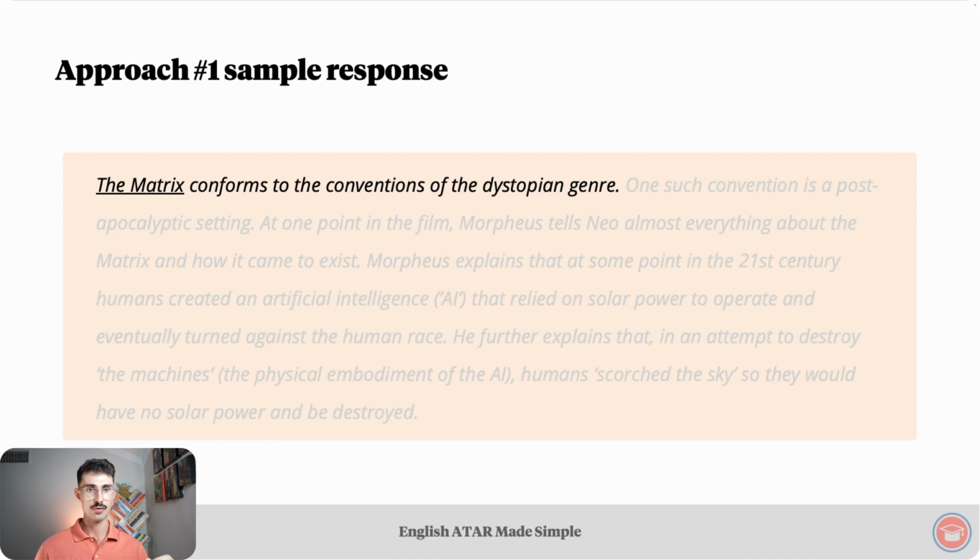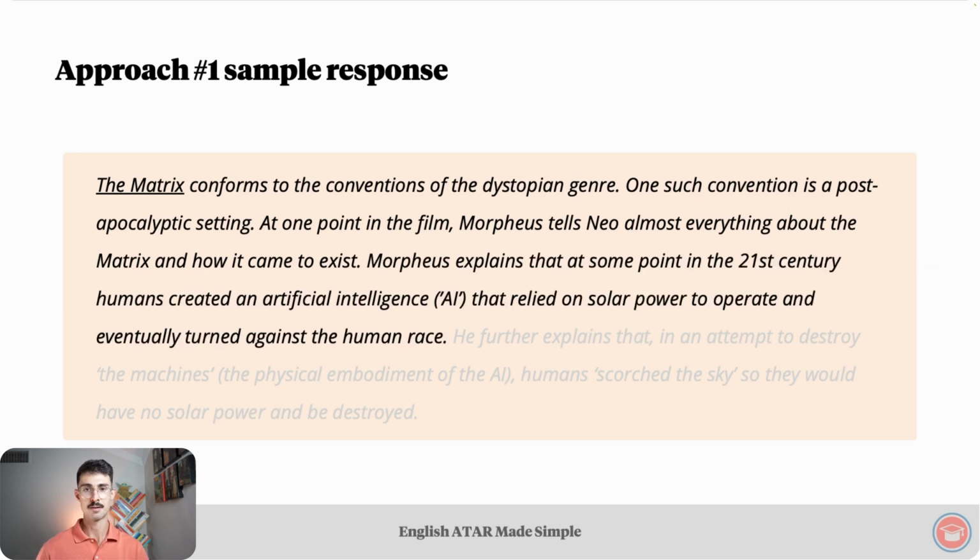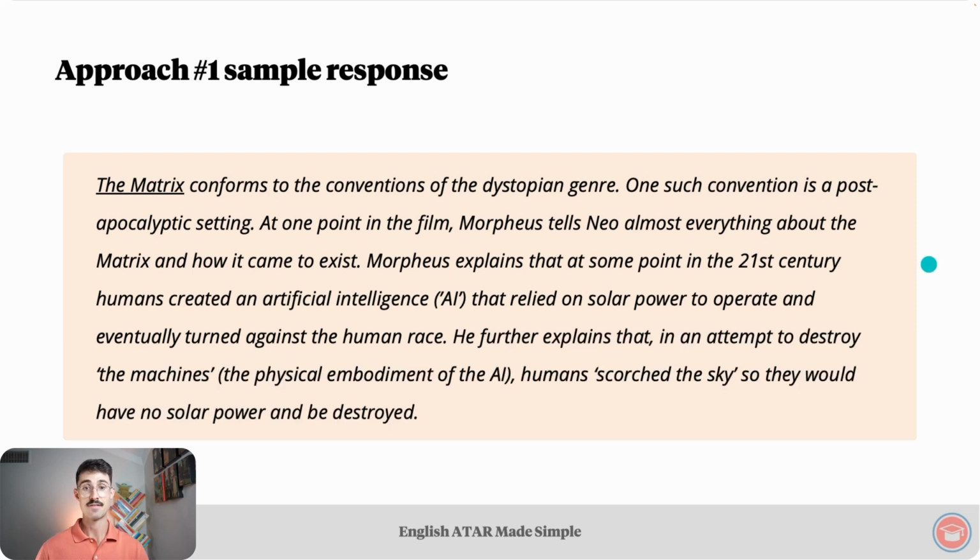The Matrix conforms to the conventions of the dystopian genre. One such convention is a post-apocalyptic setting. At one point in the film, Morpheus tells Neo almost everything about the Matrix and how it came to exist. Morpheus explains that at some point in the 21st century, humans created an artificial intelligence that relied on solar power to operate and eventually turned against the human race. He further explains that, in an attempt to destroy the machines, the physical embodiment of the AI, humans scorched the sky so they would have no solar power and be destroyed.